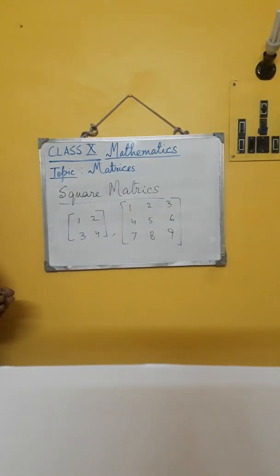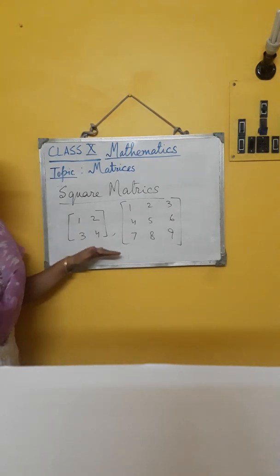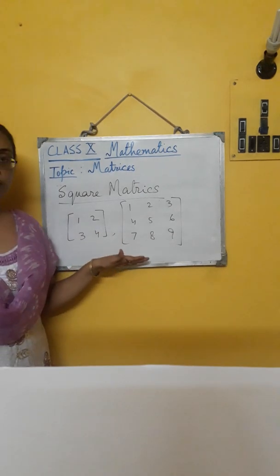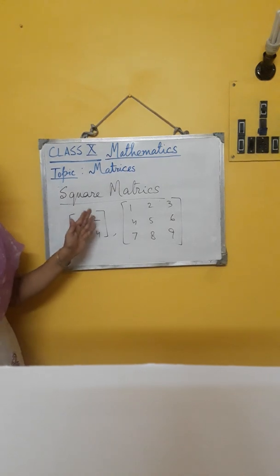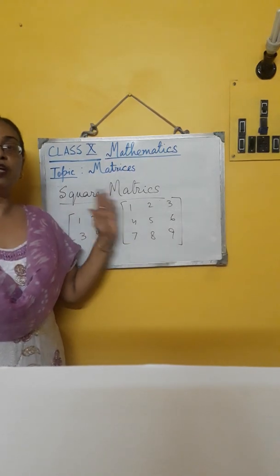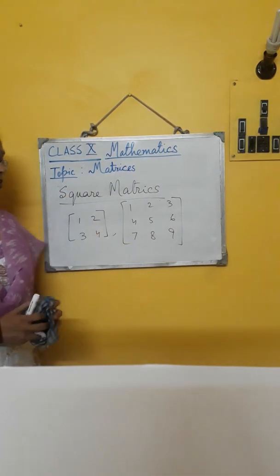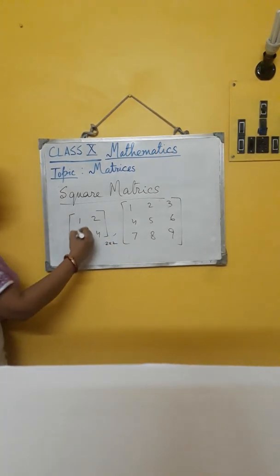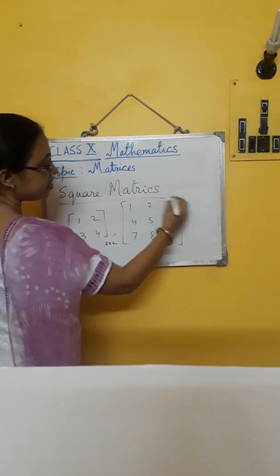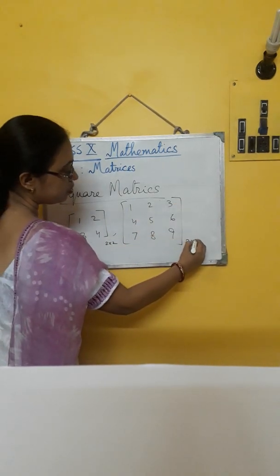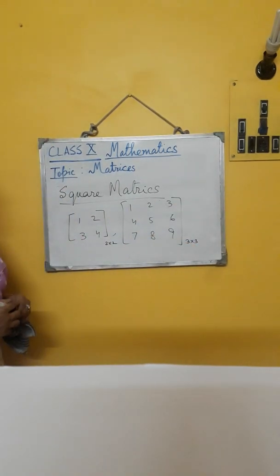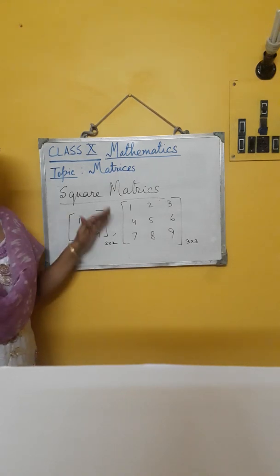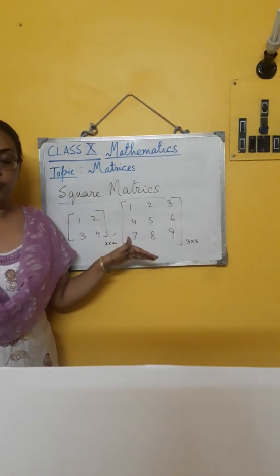Now, what is a square matrix? Here, the number of rows is equal to the number of columns. Whenever the number of rows is equal to the number of columns, we name it a square matrix. So here you can see 2 cross 2, 2 rows and 2 columns. Here we can see 3 rows and 3 columns. That is a square matrix.